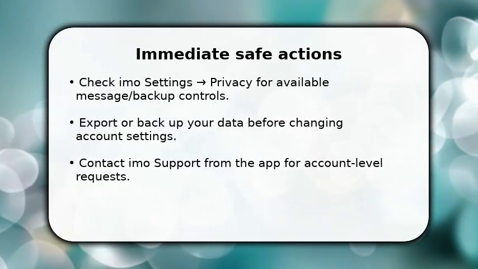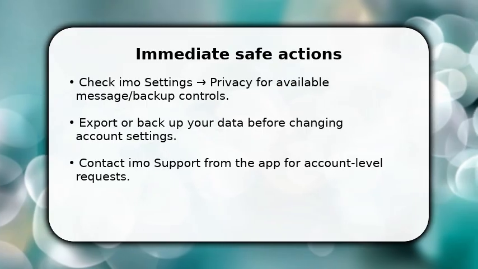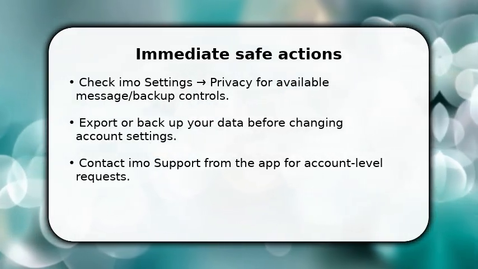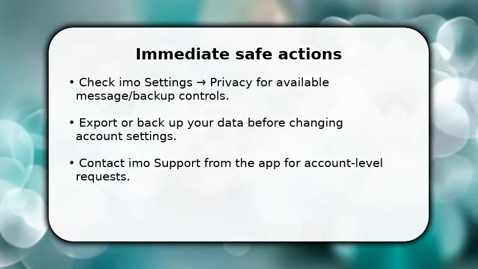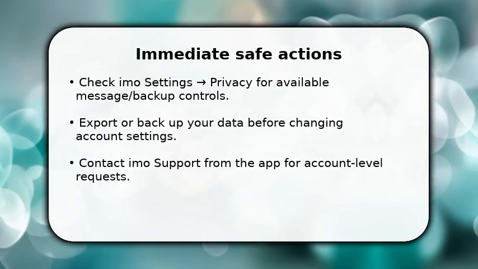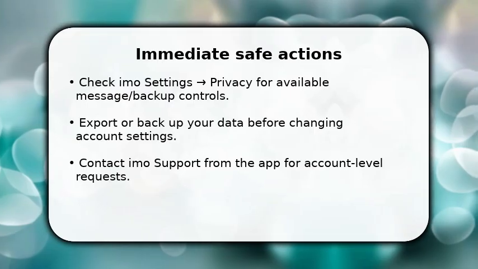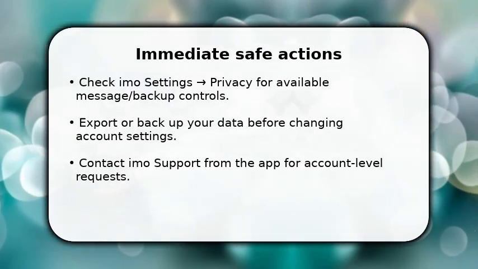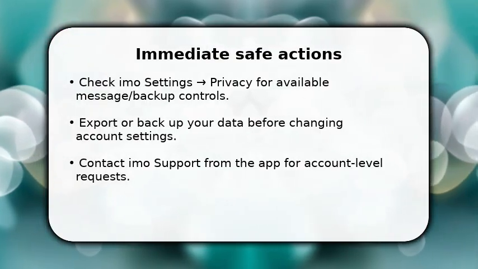You should know up front, I can't help remove or bypass encryption. Instead, start with safe, legitimate steps. First, open IMO and go to Settings, then Privacy, to review the toggles the app provides. Next, back up or export your conversations so you don't lose data when changing preferences. Finally, contact IMO support from the account menu to request official changes. They can tell you what options the service allows and what's legally required.